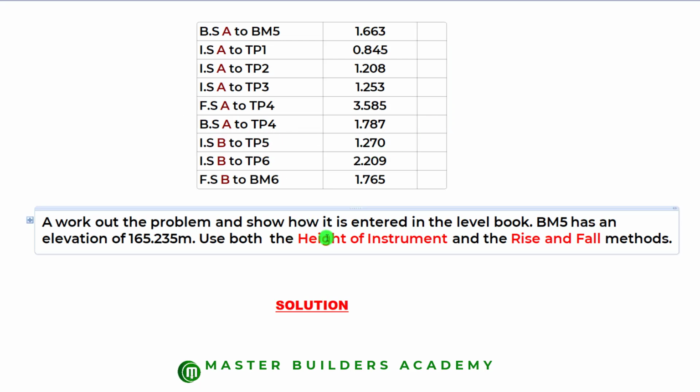When working out elevation and levelling issues, there are two basic methods that you make use of: the height of instrument method and the rise and fall method. In this module, we shall be taking these methods one after the other. I hope you understand the question, so let's dive into the solution part.